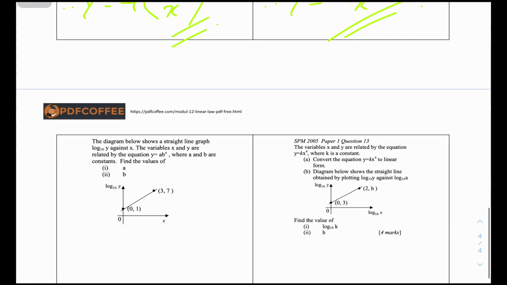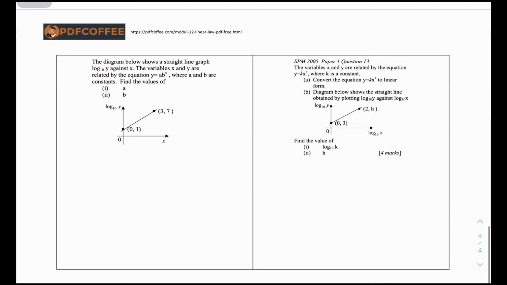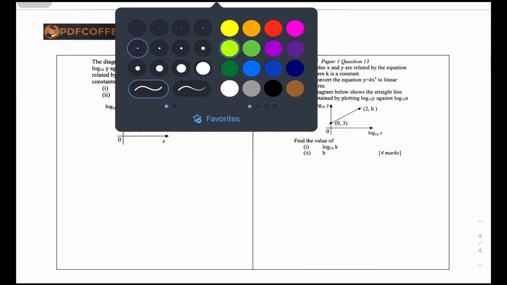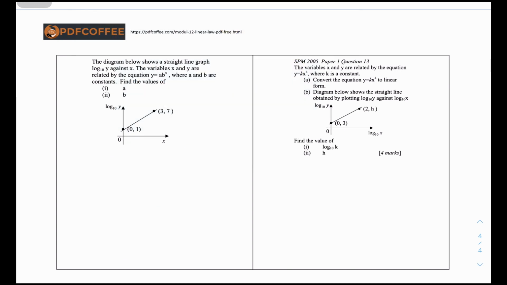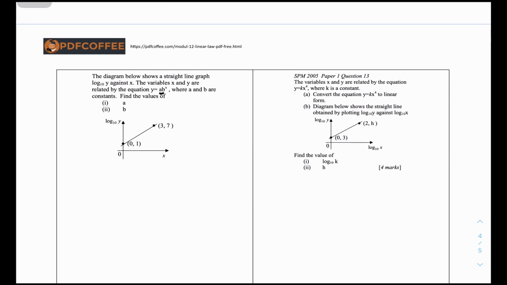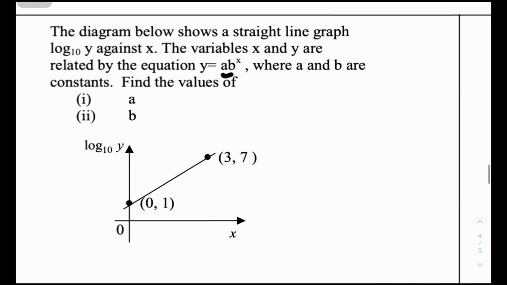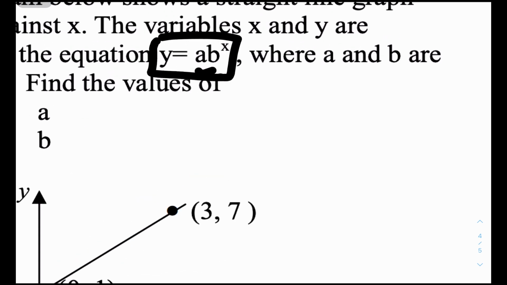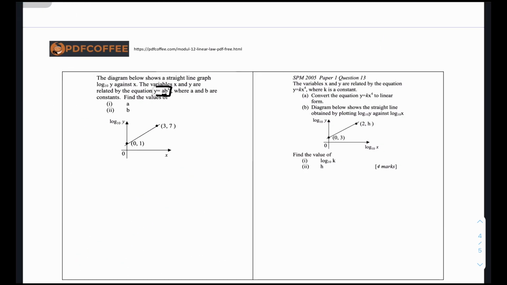And lastly, moving on, we have some last questions. And the diagram below shows a straight line of log y against x. The variables x and y are related by the equation y equals ab to the power of x, while a and b are constants. Find the value of a and b. So what we have to do first is turn this non-linear equation into a linear equation.